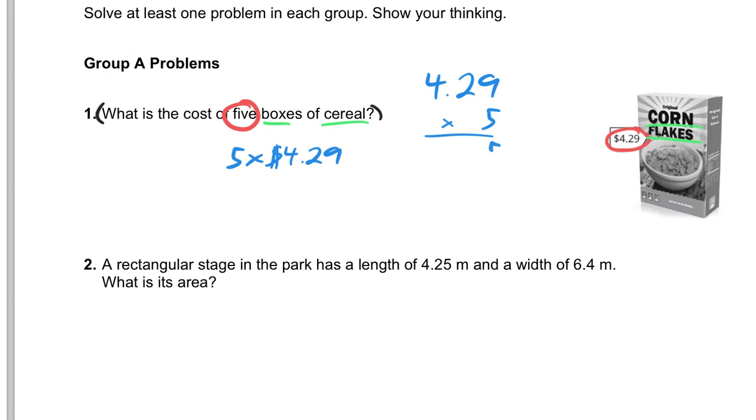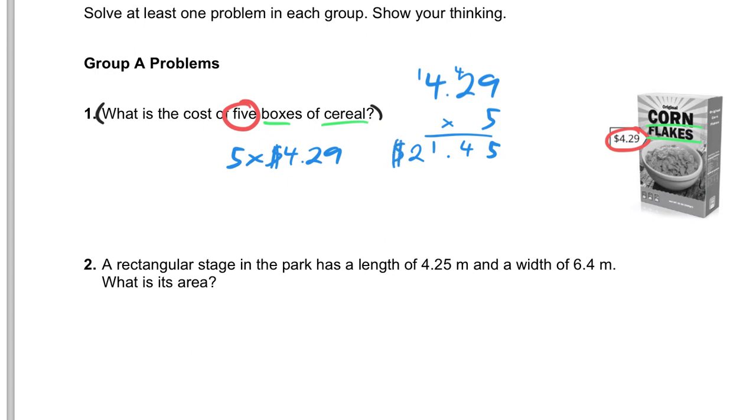5 times 9 is 45. The 4 carries up here. 2 times 5 is 10, plus 4 is 14. 4 times 5 is 20, plus another 1 is 21. Then I see how many numbers are behind my decimal, or to the right of the decimal, in the question, and it is 1, 2. So I should have 1, 2 decimal places in my answer.